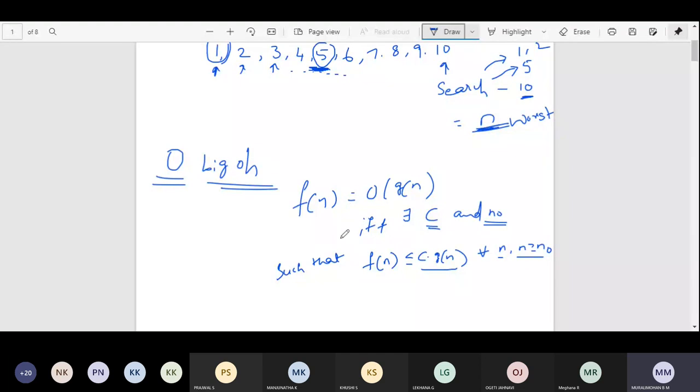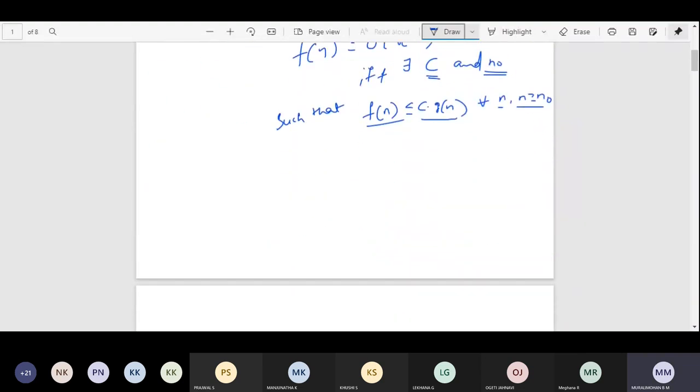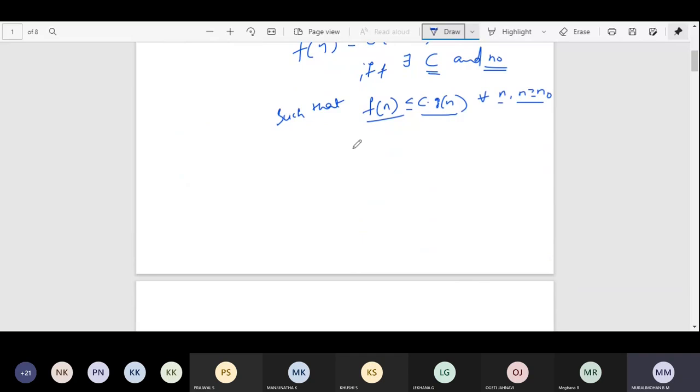We will say that if f of n, what is this f of n? F of n is an algorithm's running time. And what is this c? C is a constant. It indicates the basic operation count. And what is this g of n? It is a simple function that we will use to compare with. Kindly remember this one.